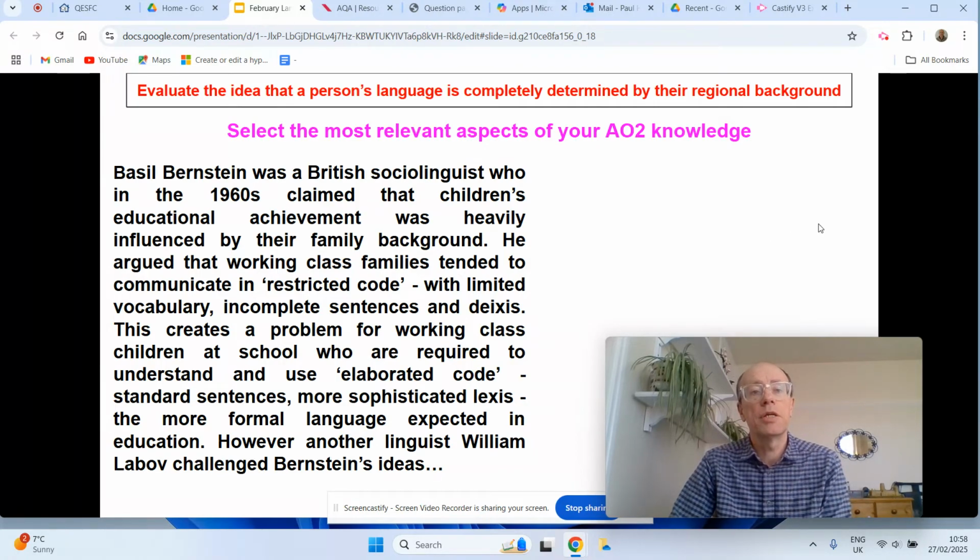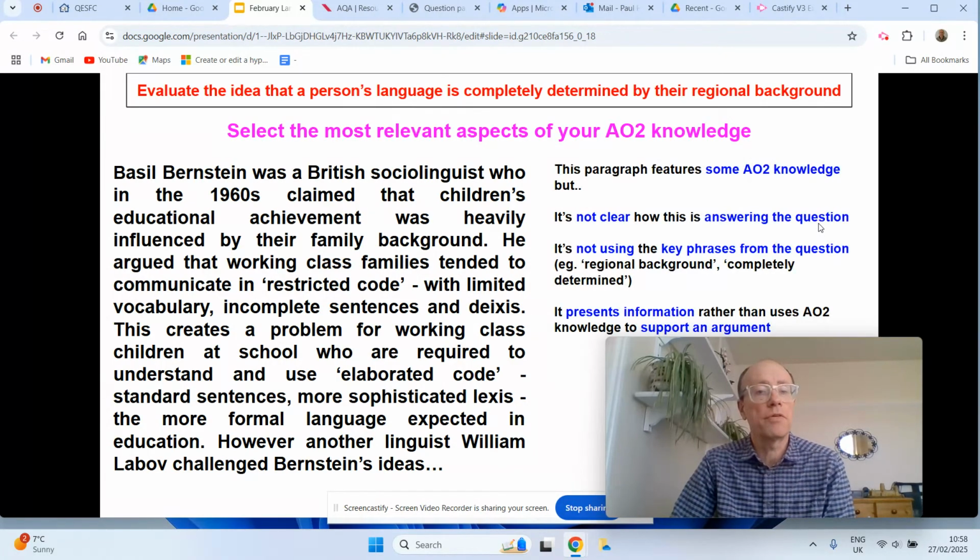Here is a student who clearly knows a lot of AO2, and there's a lot of detail there about Basil Bernstein. So that is commendable. However, it's not clear that this is answering the question, and it's not using any of the key phrases from the question. It's not mentioning the noun phrase regional background, and it's not mentioning the verbal phrase completely determined.